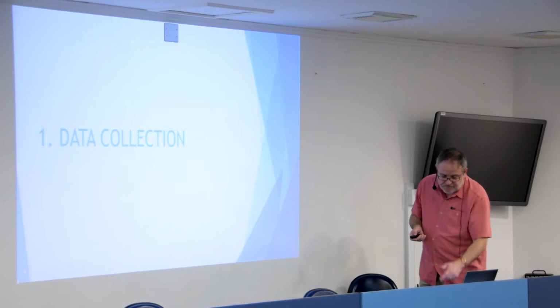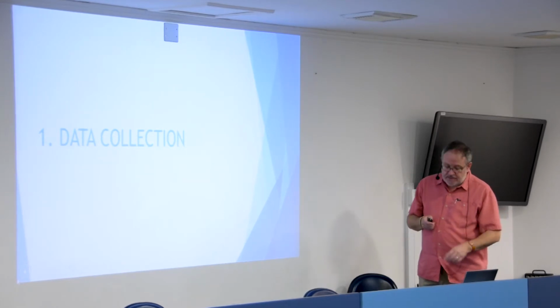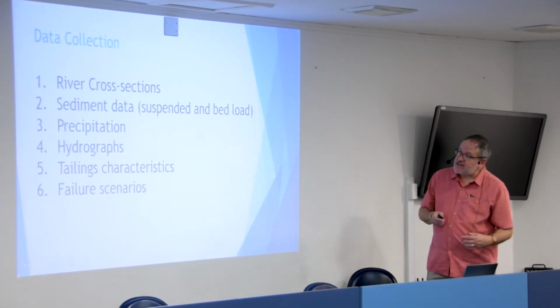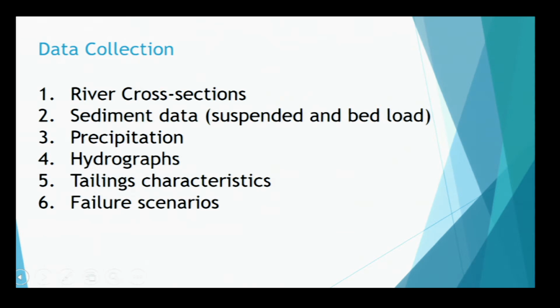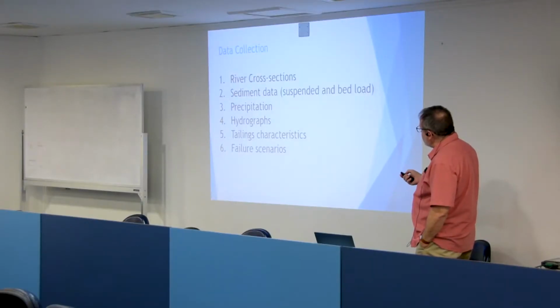So one of the problems when you're trying to make an assessment of the potential risk of contaminating a given area with this economic activity is that you need to do a lot of data collection. Some of the data might be available, but some of the data might not be available, which is usually the case. So here we have river cross sections.